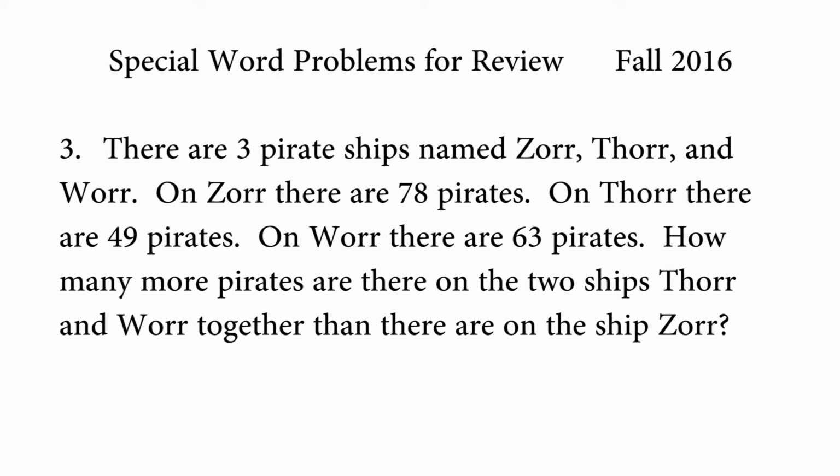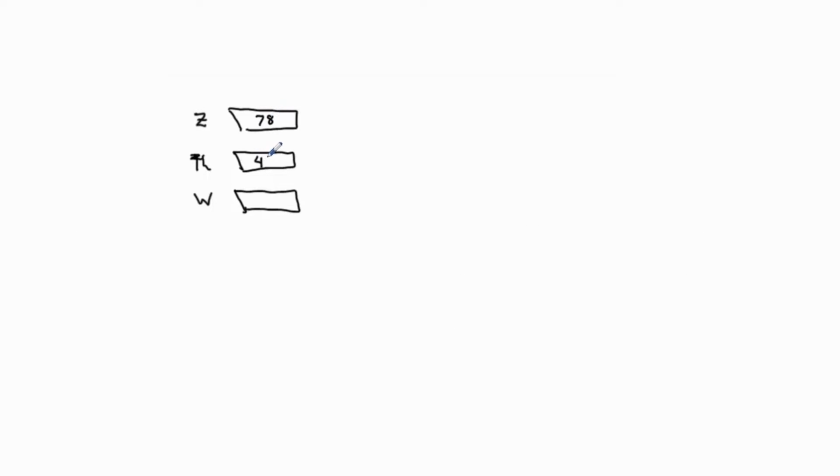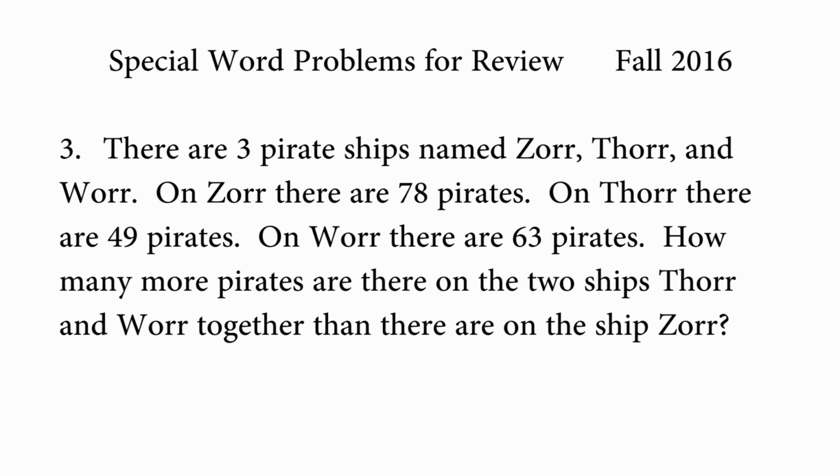And on the first pirate ship, let me go back and look, there were 78 pirates, 49 on the second, and 63 on the third. So 78, 49, and 63. And I want to know something about these 3 ships. The pirates on the first ship, there's 78 of them. The pirates on the second ship, Thor, there are 49 of them. Pirates on the third ship, War, there are 63 of them. So what's being asked? There are 3 pirate ships named Zor, Thor, and War. On Zor, there are 78. On Thor, there are 49. On War, 63. So I have those numbers correct.